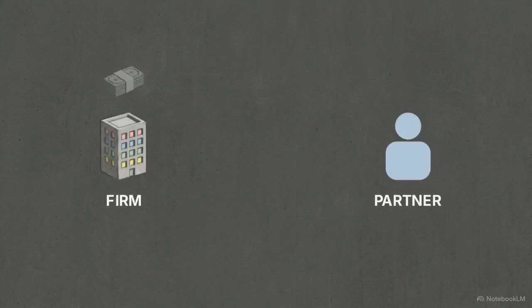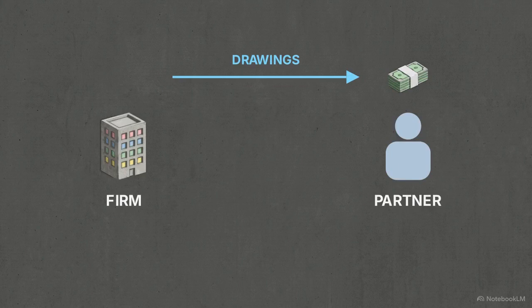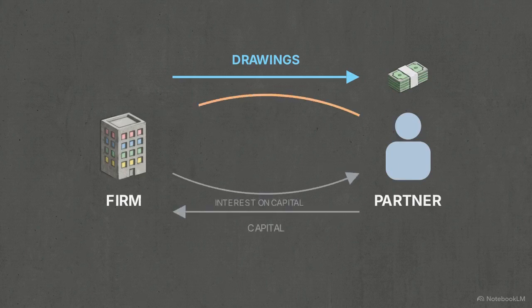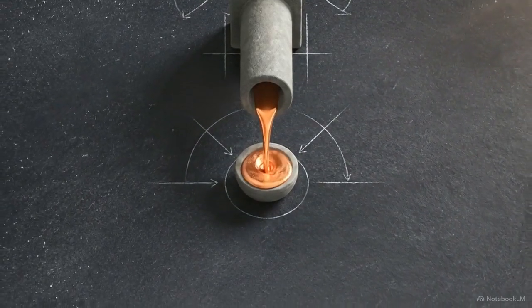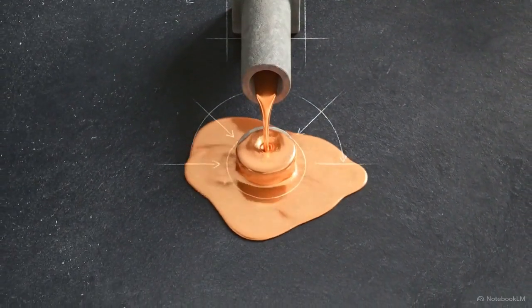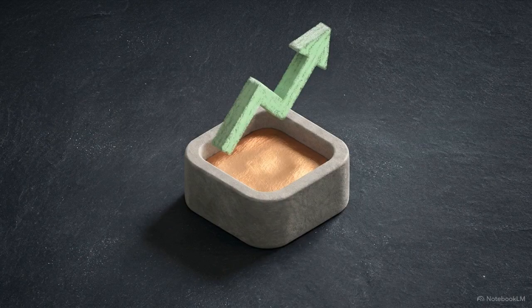When business partners withdraw money from their firm for personal use, that money is categorized as drawings. And just as a firm pays interest on capital contributed by partners, those partners must pay interest back to the business for any funds they remove. Think of it as capital draining from the central business to fund personal needs.